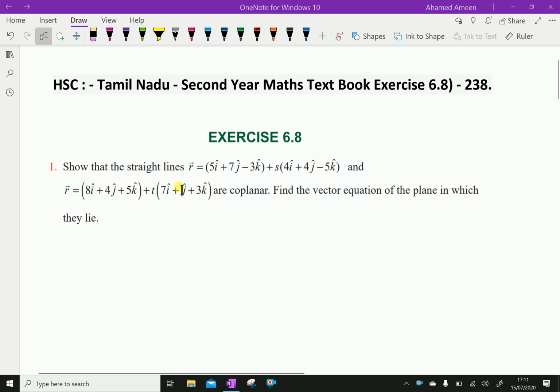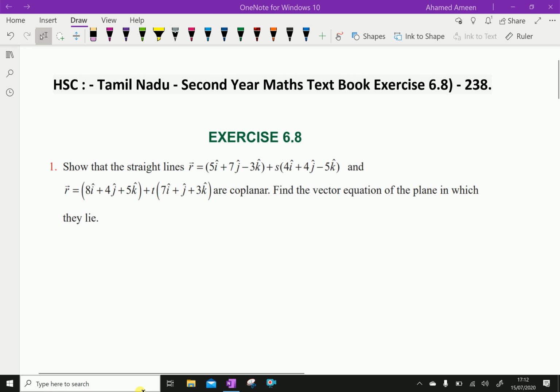Show that the straight lines r vector equal 5i plus 7j minus 3k plus s into 4i plus 4j minus 5k and r vector equal 8i plus 4j plus 5k plus t into 7i plus j plus 3k are coplanar. Find the vector equation of the plane in which they lie.